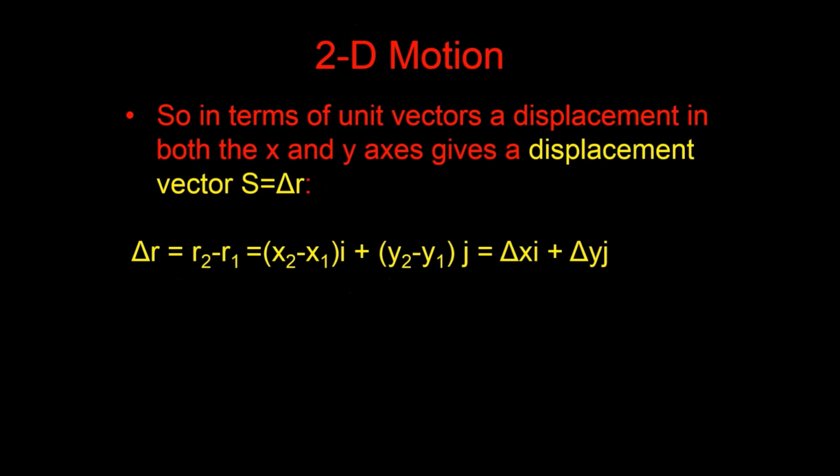So in terms of our vectors, a displacement in the x and y axes will give a displacement vector s, which will equal delta r. This delta r will be a motion in both the x and y axes, or i, j axes. And remember, this is PowerPoint, so the little hats are missing from the i's and j's.